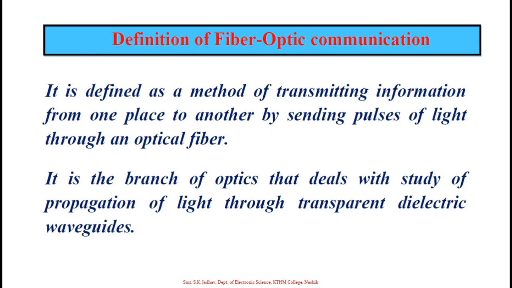Then what is the definition of fiber optic communication? It is defined as a method of transmitting information from one place to another by sending pulses of light through an optical fiber. It is the branch of optics that deals with study of propagation of light through transparent dielectric waveguides. It is concerned with the transmission of radiant power or light energy through fibers. It uses light to send information or data.